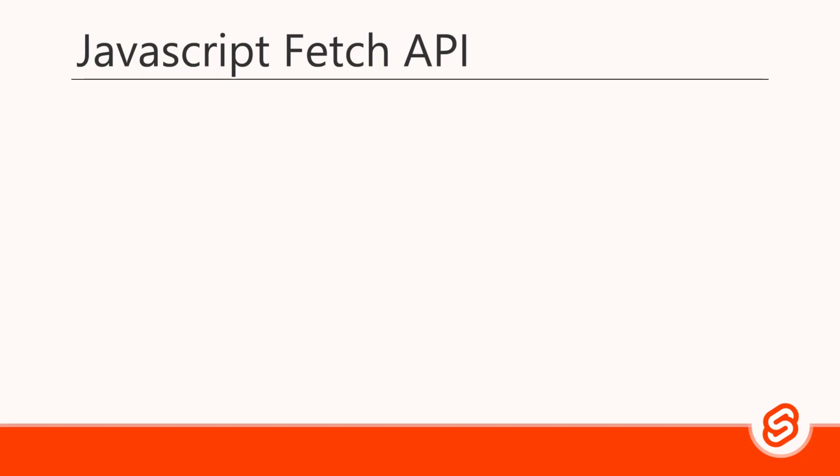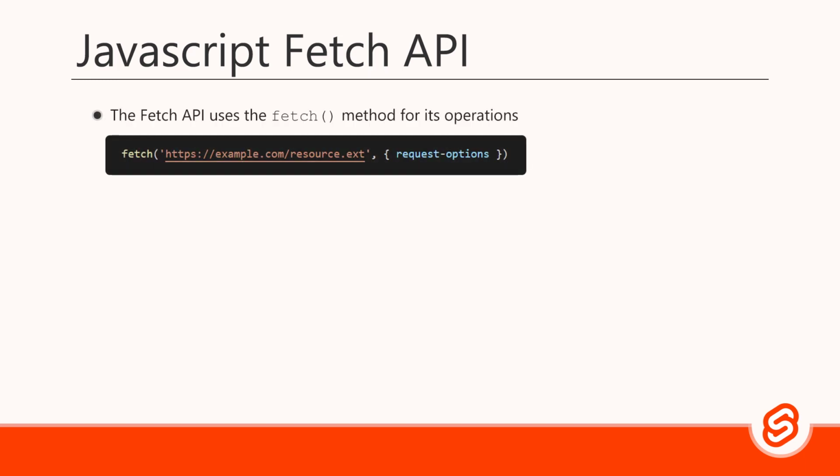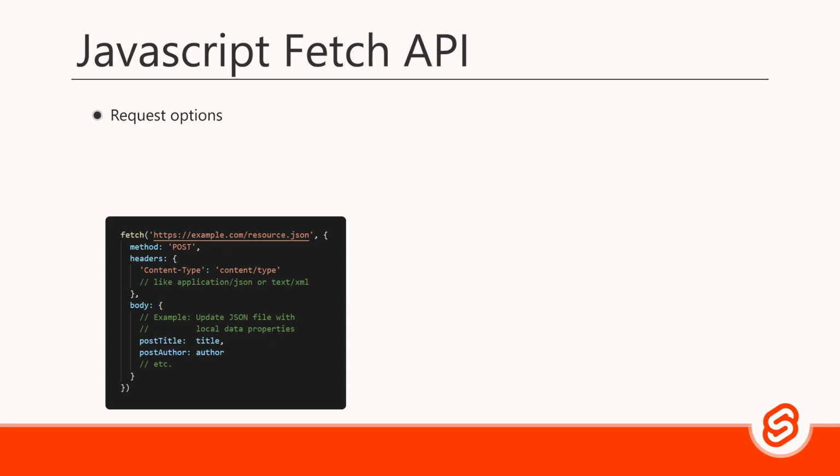The Fetch API is the modern way to handle HTTP requests in JavaScript. It has a more powerful and flexible feature set than the older XMLHttpRequest. The API uses the fetch method, which takes two arguments. The first is the path of the resource we want to fetch, and the second is an object with request properties. For the request options, we'll typically only really care about the method, headers, and body options.